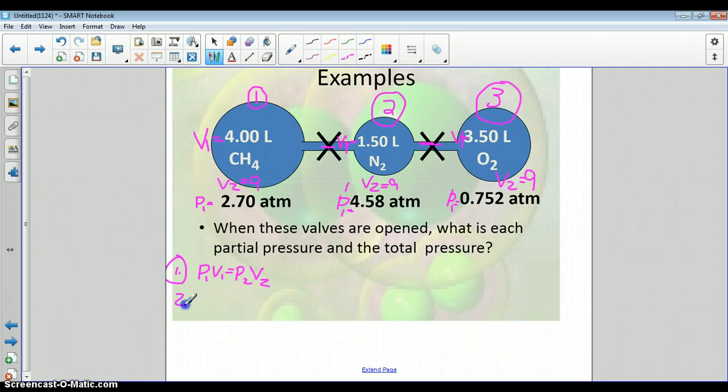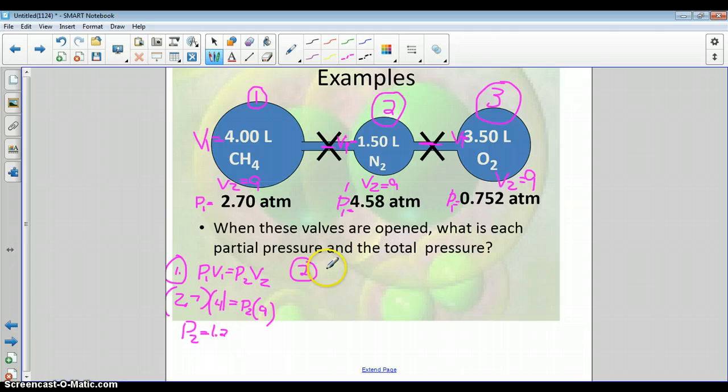P1 is 2.7, V1 is 4, P2 is what we're trying to find, and V2 is 9. Okay, when we work this all out, we find that the second pressure is 1.2 atmospheres. So that's the partial pressure of CH4.